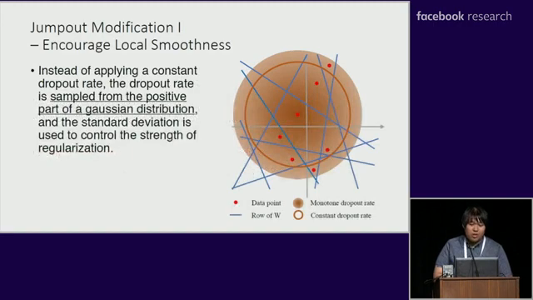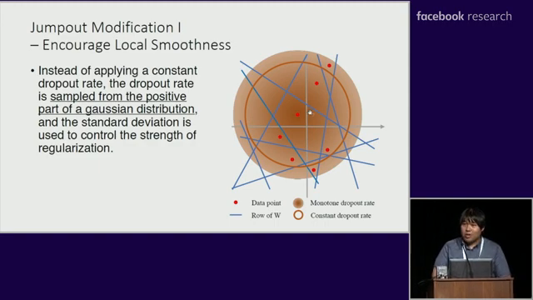So for the first jump-out modification, instead of applying a constant dropout rate, we sample the dropout rate from the positive part of a Gaussian distribution so that we have a decreasing probability for dropping more neurons. Our intuition is based on the geometry of a ReLU network with the purpose to encourage the local smoothness of the network predictions. So a deep ReLU network divides the input data space into convex polytopes, where each convex polytope has an associated local linear model, while two nearby linear models may be very different from each other.